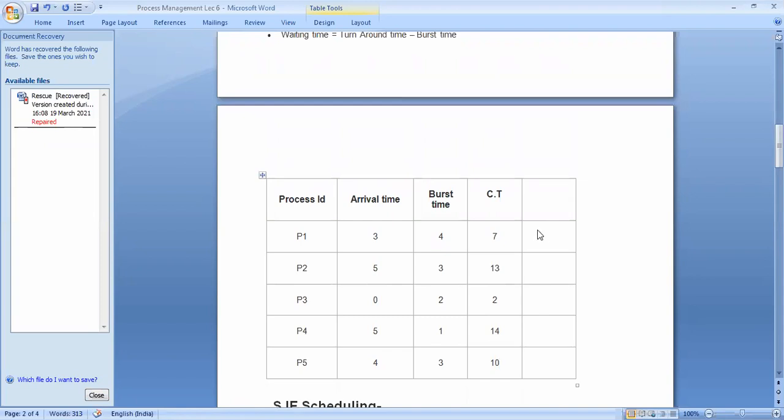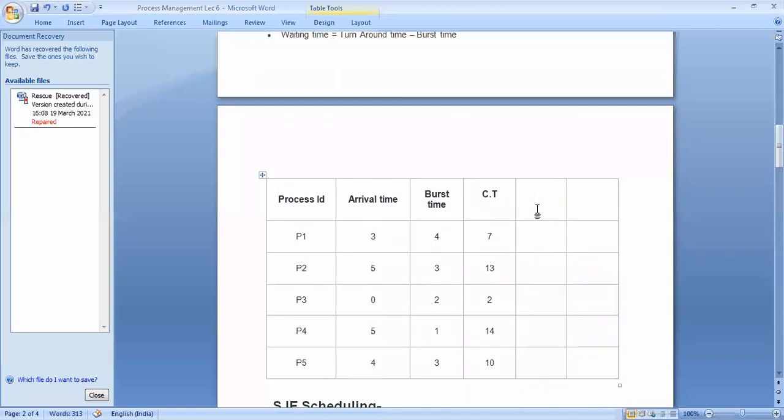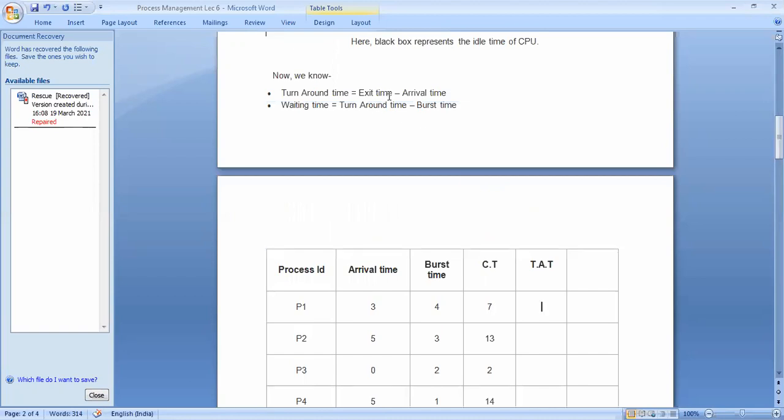Now next, what will we calculate? We calculate turnaround time. Yes, turnaround time. So turnaround time means completion time minus arrival time. Completion time minus arrival time. Exit time or completion time is the same. So turnaround time means completion time minus arrival time.